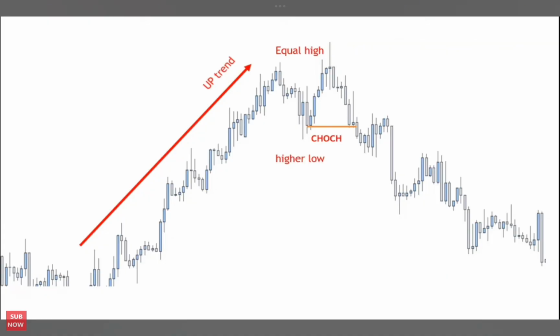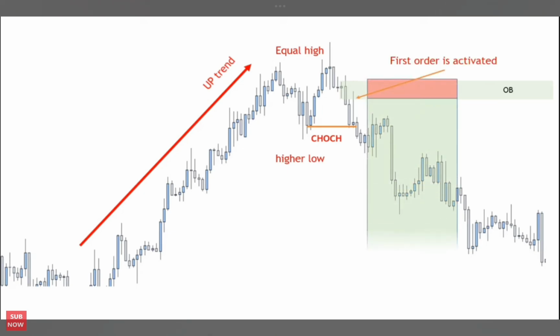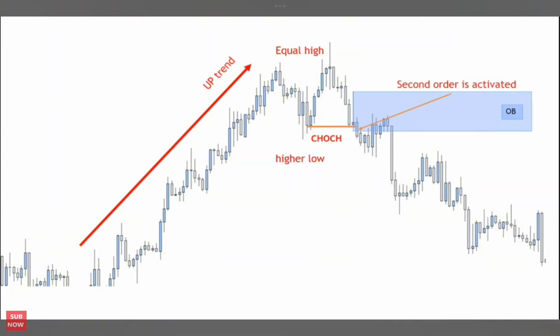As we go along, it forms these three order blocks, which allow us to place sell orders in these zones and wait for the price to activate our orders. As you can see, the price activates our first order right here, and our second order is activated right here.